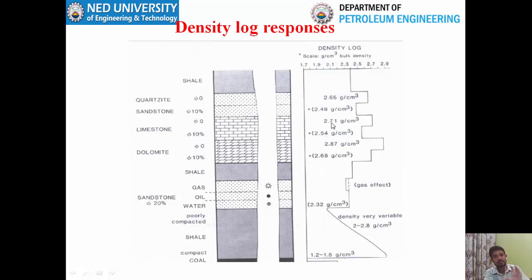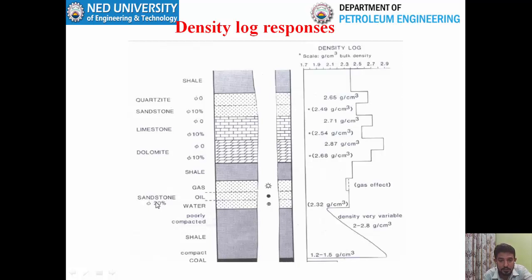So the bulk density is a function of mineralogy. So for each mineral, the density is different, and with same mineralogy with different porosity, bulk density is changing. Same case with dolomite. 0% porous dolomite has a density of 2.87 gram per centimeter cube, and 10% porous dolomite has a density of 2.68 gram per centimeter cube.